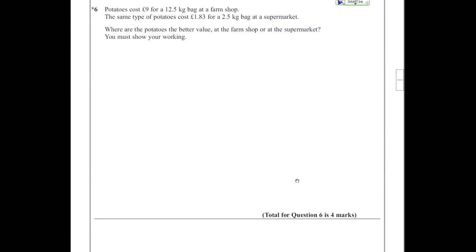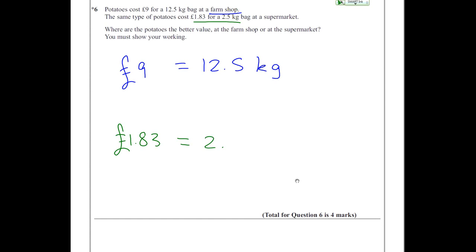Potatoes cost £9 for a 12.5 kilogram bag at a farm shop. The same type of potatoes cost £1.83 for a 2.5 kilogram bag at a supermarket. Where are the potatoes better value? So, if we do farm shop in blue, £9 equals 12.5 kilograms. And if we do supermarket in green, £1.83, and that gives you 2.5 kilograms.